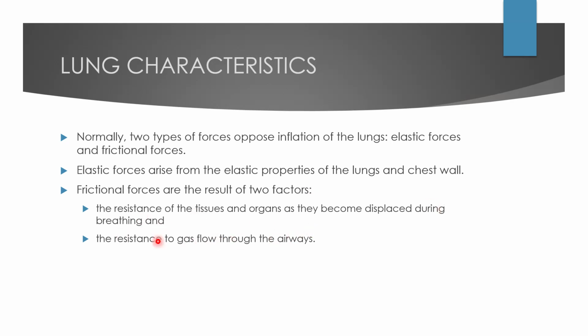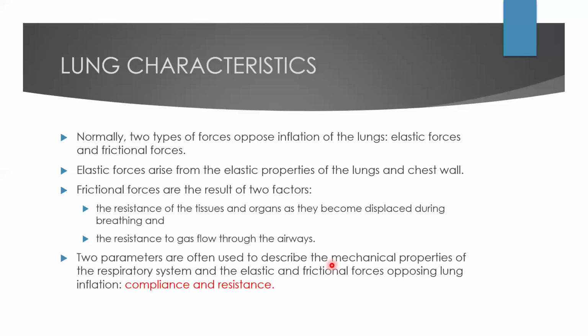One is due to the resistance to the gas flow through the airways, and second is the resistance of the tissue or the organs as they become displaced during breathing, which means mainly the abdominal organs, the abdominal contents. So when we have an obese patient with excessive abdominal fat deposit, or we have ascites, all these cause increased resistance to the expansion of the lung. That's almost a fixed resistance. Another frictional force is the resistance to flow of air through the airways.